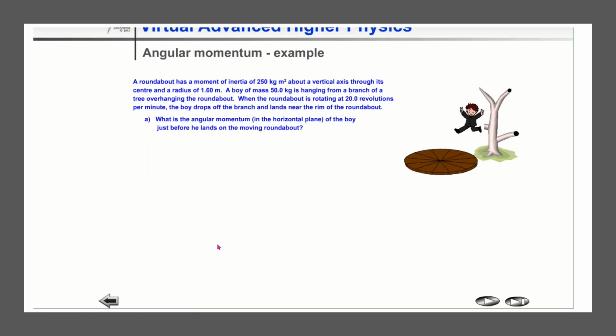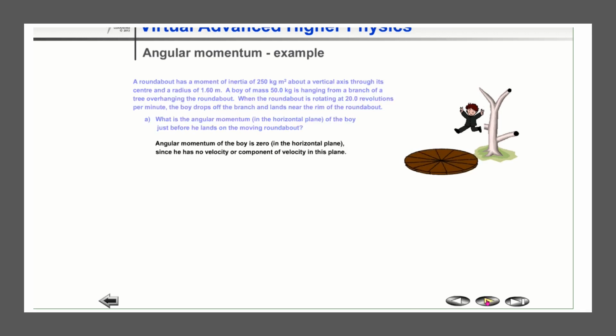An example problem. A roundabout has a moment of inertia of 250 kilogram square meters about a vertical axis through its center and a radius of 1.6 meters. A boy of mass 50 kilograms is hanging from a branch of a tree overhanging the roundabout. When the roundabout is rotating at 20 revolutions per minute, the boy drops off the branch and lands near the rim of the roundabout. What is the angular momentum in the horizontal plane of the boy just before he lands on the moving roundabout? Pause the video, try that one yourself.